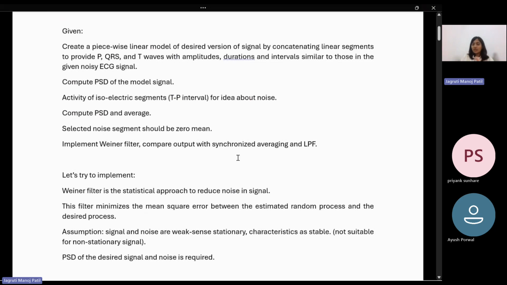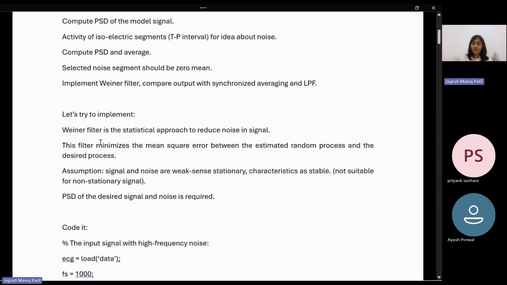So essentially, synchronized averaging differs from low pass filter like this. Low pass filter is nothing but taking a cutoff frequency and then keeping all the frequencies below it, eliminating the higher ones. Okay, so let's try to implement it.